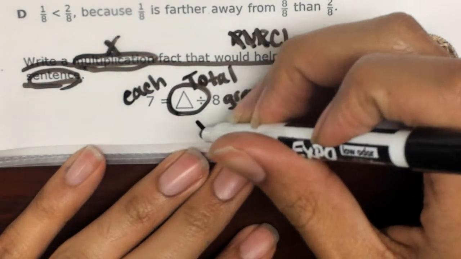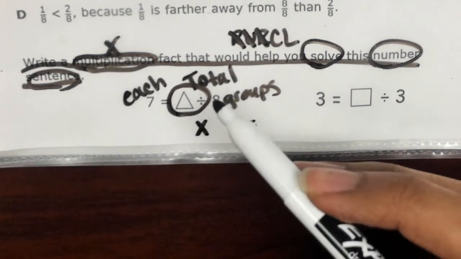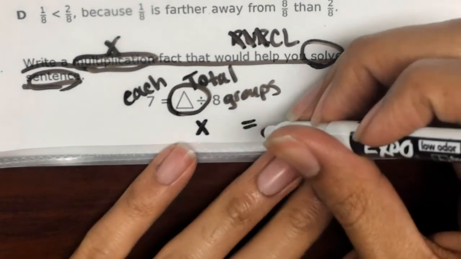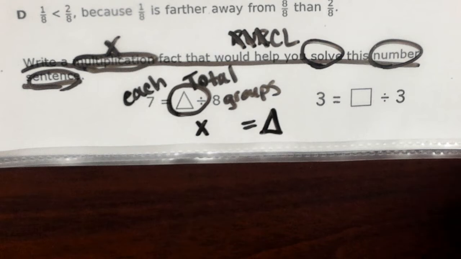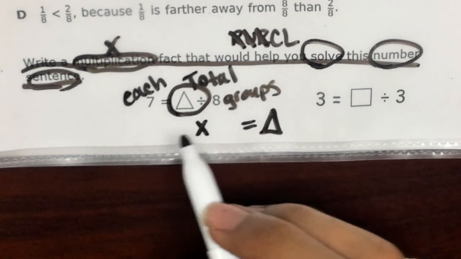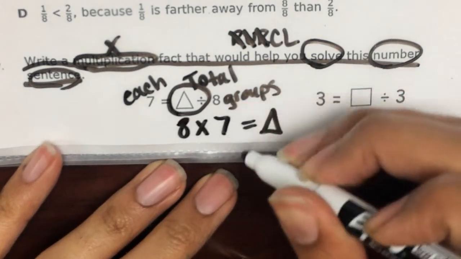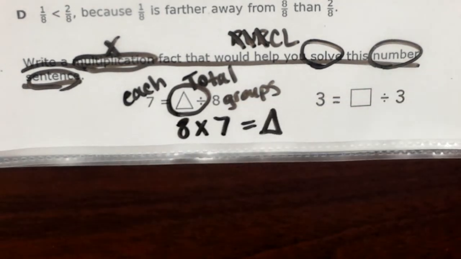When we multiply, our total number is going to be our answer. So let's put that triangle as our answer. And that just leaves room for us to put the 8 and the 7 over here. And when we multiply 8 and 7, we're going to get that missing number.